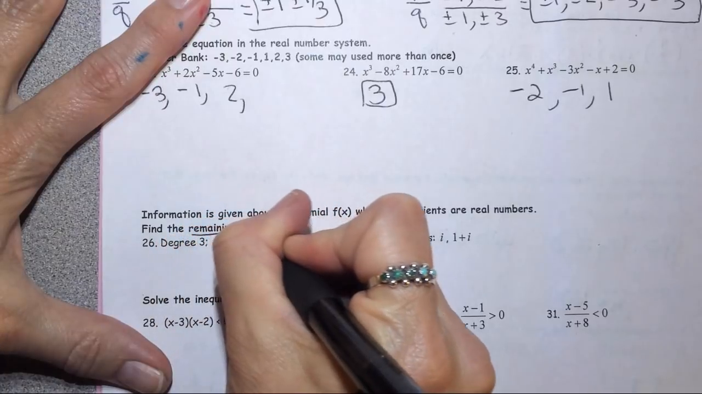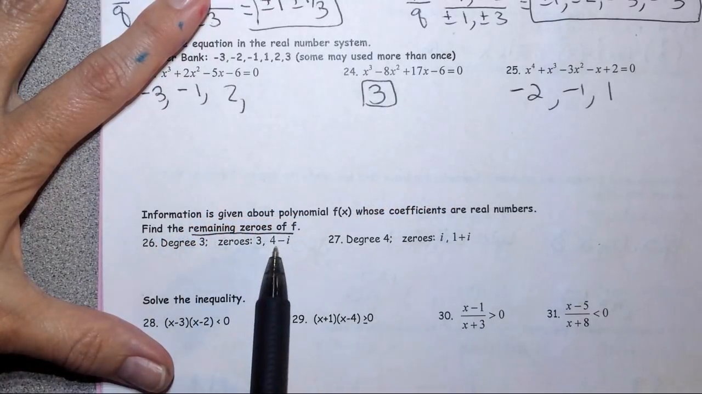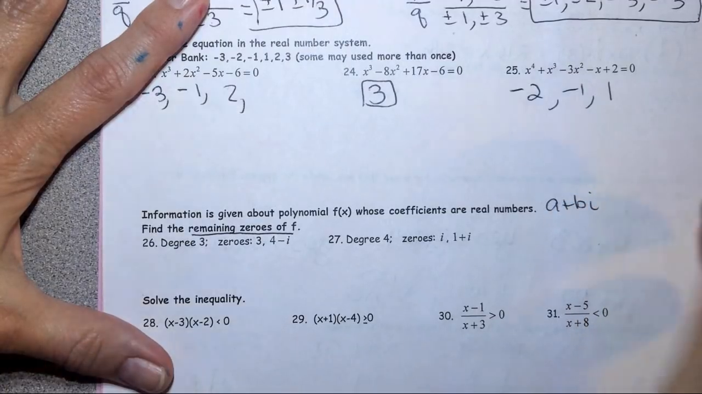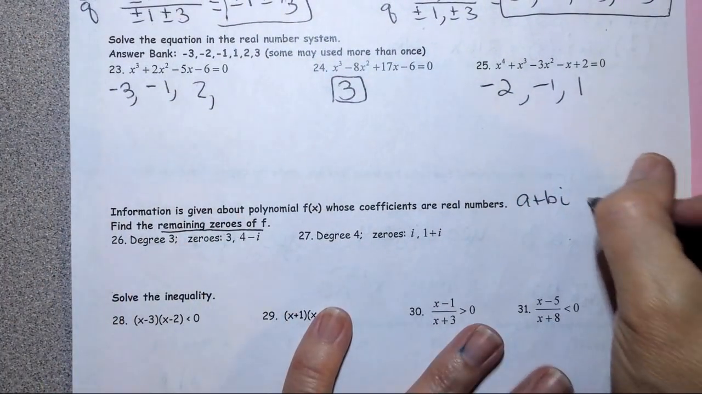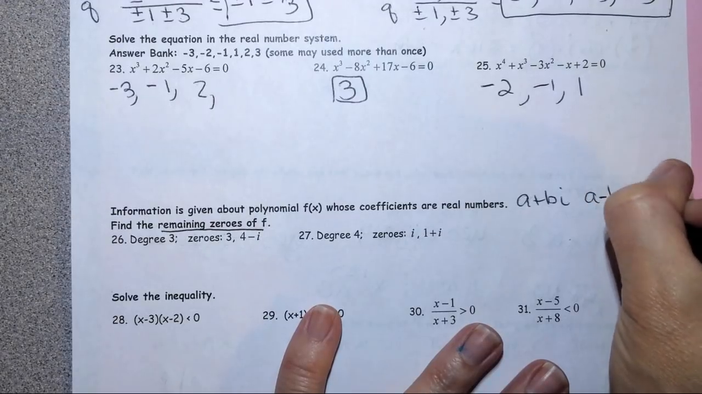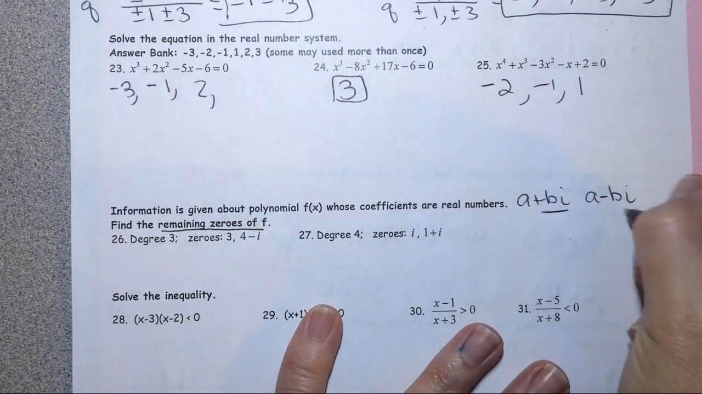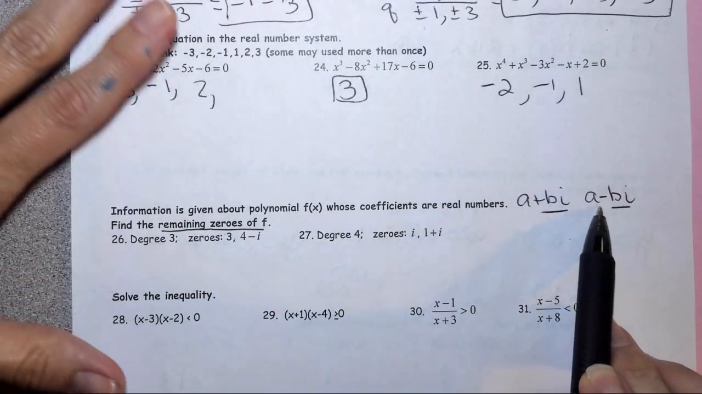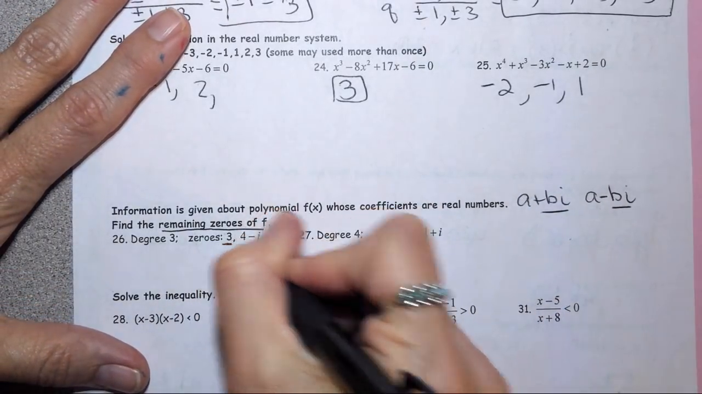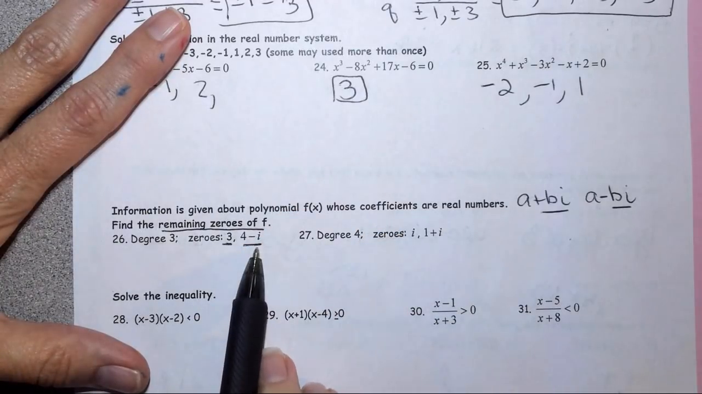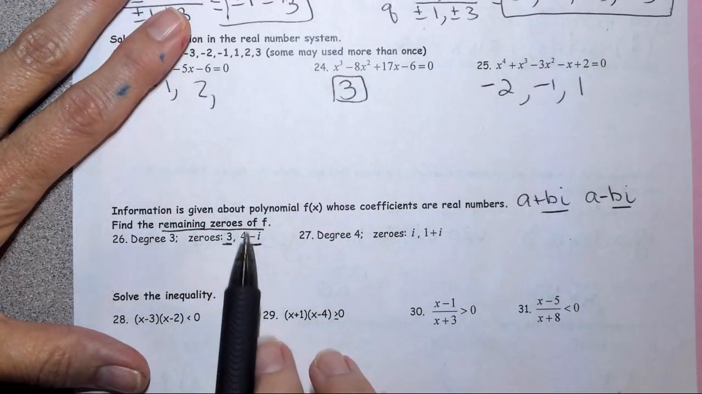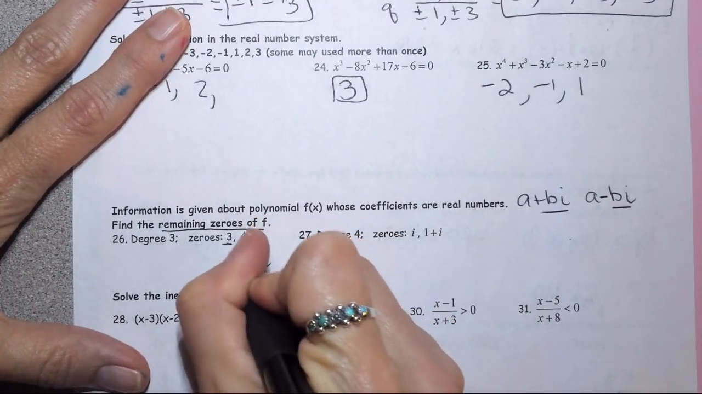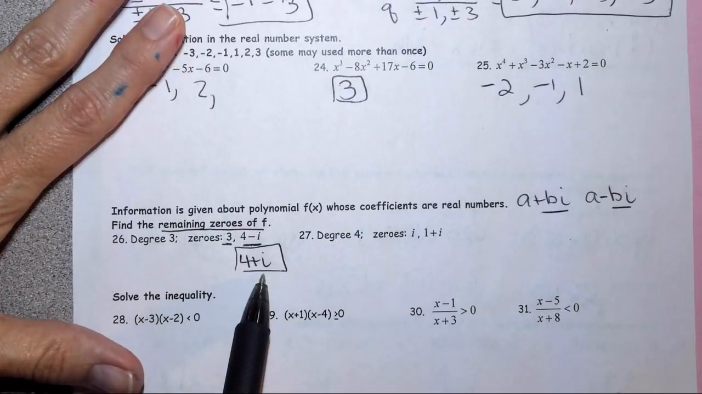On 26 and 27, they want me to find the remaining zeros. And we learned sometime this week that anytime you have an imaginary answer, a plus bi, it will always come with a partner called its conjugate, and it will be a minus bi. Notice only the signs in front of the i's are changing, not the numbers out front. So if they tell me I have a 0 at 3 and 4 minus i, the one with the i will have a conjugate pair. If this has a minus, then I need the one with a plus. This is the one that's missing.